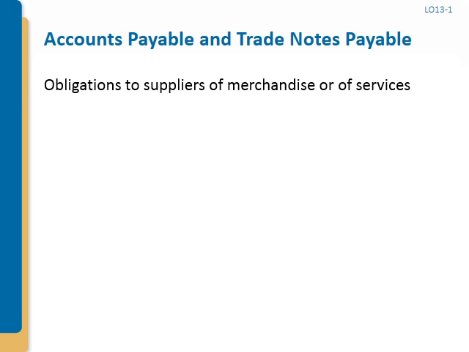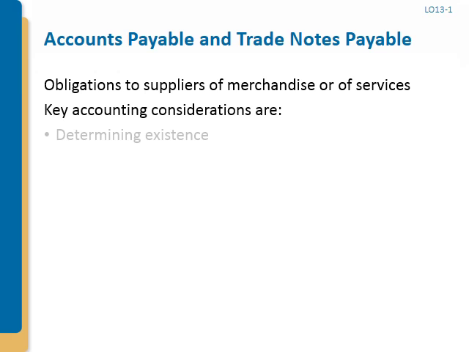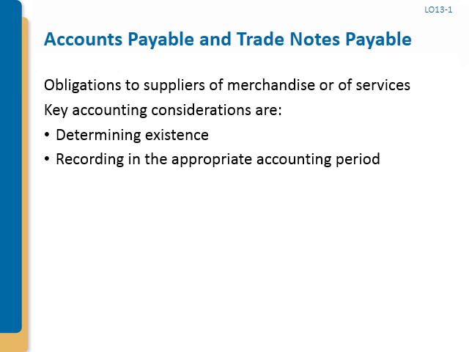Accounts payable are obligations to suppliers of merchandise or of services purchased on open account. Most trade credit is offered on open account. This means that the only formal credit instrument is the invoice. Because the time until payment is usually short, often 30, 45, or 60 days, these liabilities are typically non-interest bearing and are recorded at their face value.